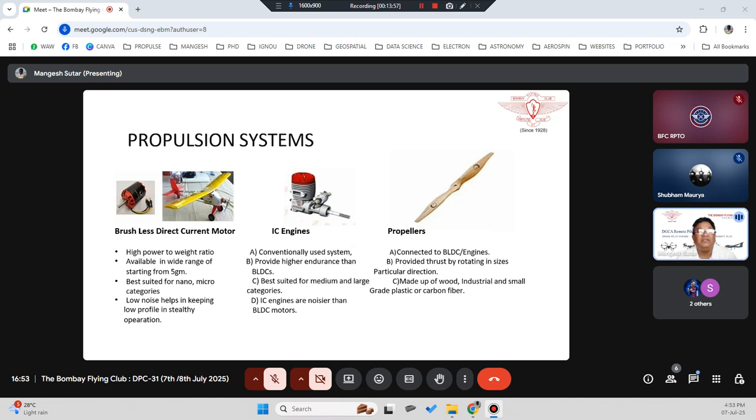And either these motors or these IC engines are connected with propellers. So they require a propeller which generates the thrust, rotating in a particular direction. These propellers are made of wood, industrial or small grade plastic, or even carbon fiber.